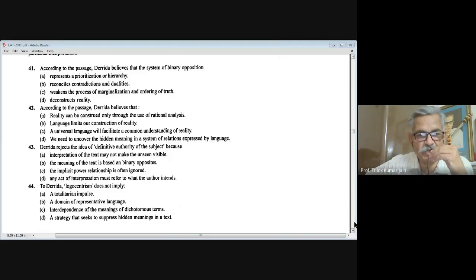Logocentrism. In my opinion, logocentrism does not include interdependence of meanings of dichotomous terms, because that we have already discussed in binary opposition. So binary opposition and logocentrism are two opposite things. So logocentrism does not include option C, but it is a way of a totalitarian impulse. So in my opinion, the best answer seems to be C. Okay, now let's check it out.